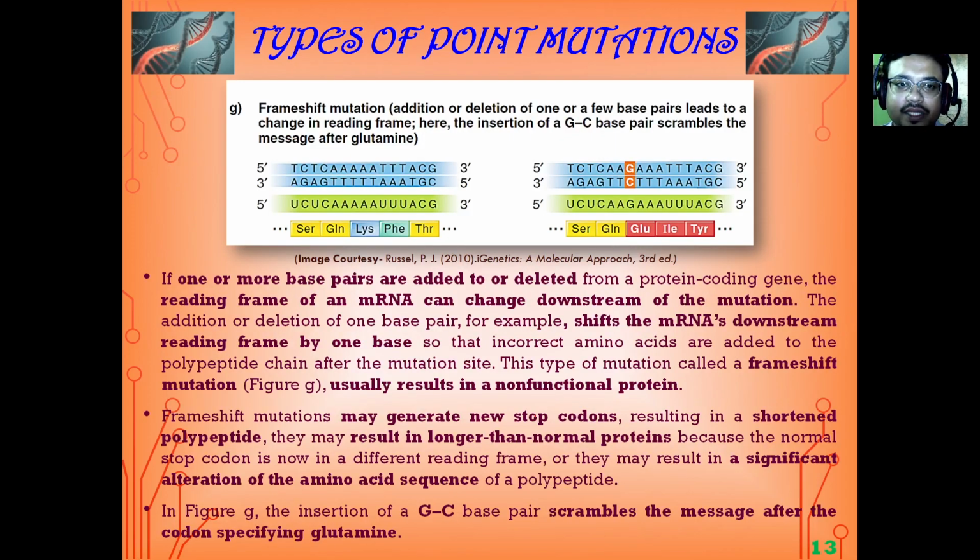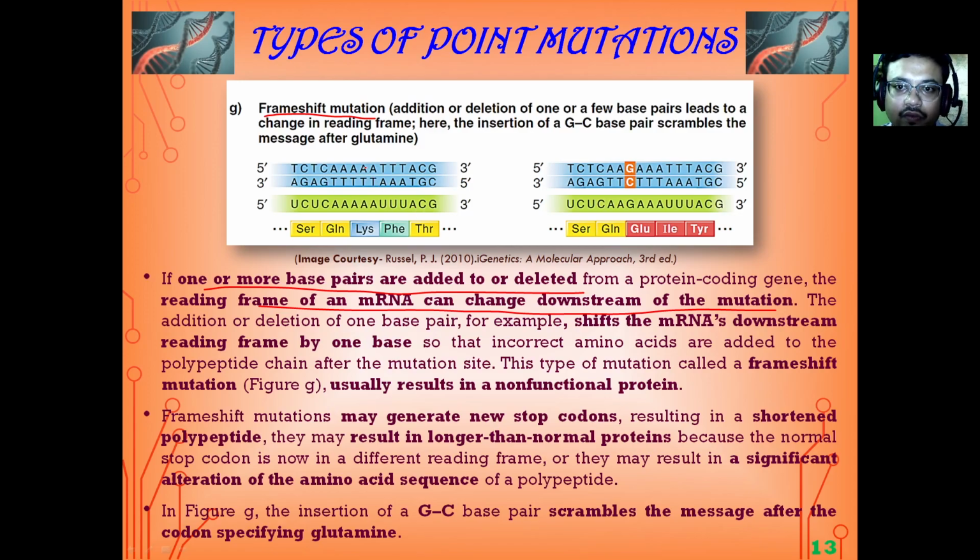Another type of mutation is a frame shift mutation. In case of the frame shift mutation, there is a total shift in the reading frame downstream to the mutation. Like here, if for some reason one or more base pairs are added or deleted, it can really alter the reading frame of the mRNA and can change everything downstream of the mutation.